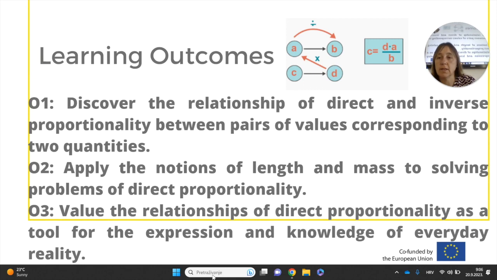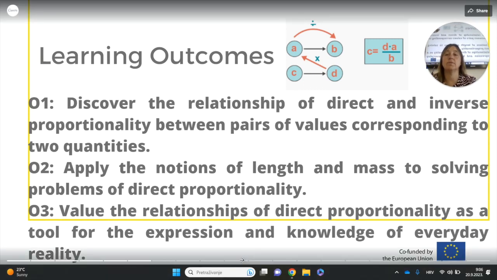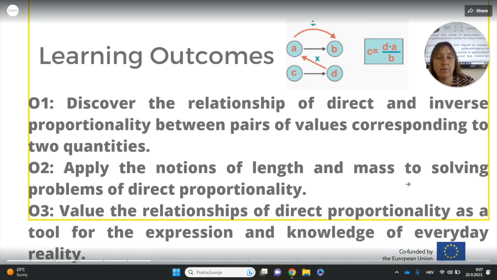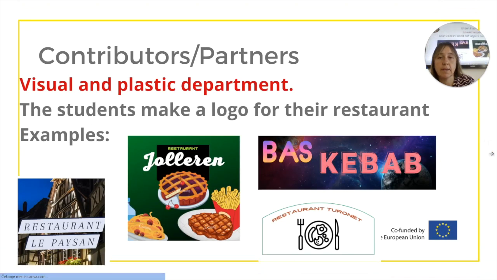The learning outcomes are 3 objectives. Discover the relationship of direct and inverse proportionality between pairs of values corresponding to 2 quantities. Apply the notions of length and mass to solving problems of direct proportionality, and value the relationships of direct proportionality as a tool for the expression of knowledge of everyday reality.